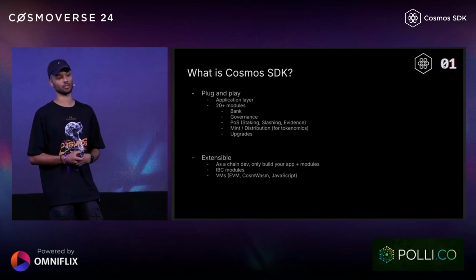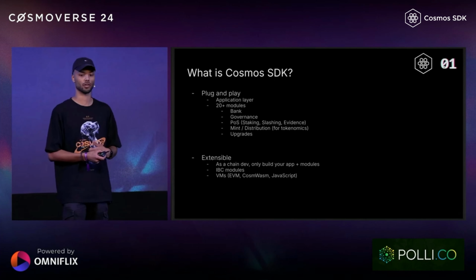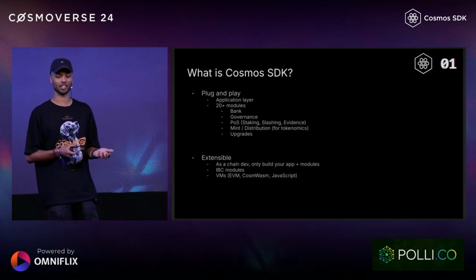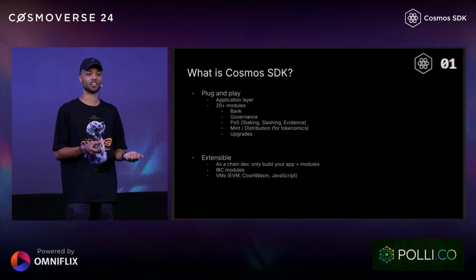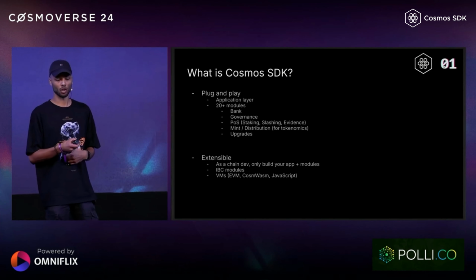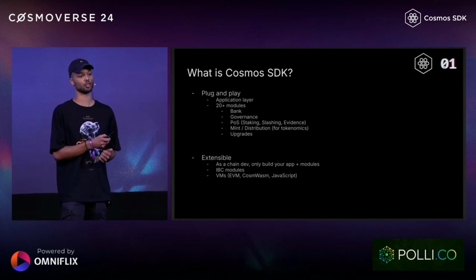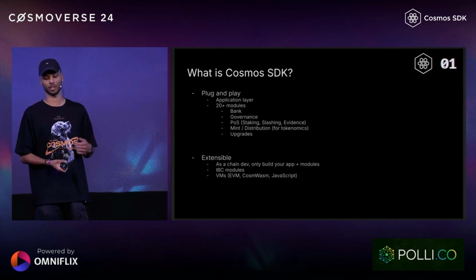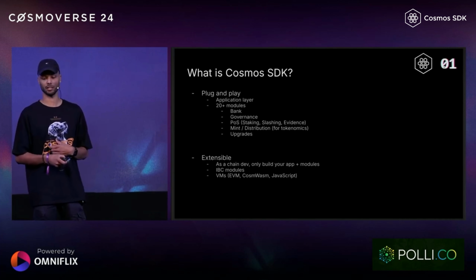There is obviously the bank module to allow you to do bank transfers and send denoms, etc. The governance module that many of you might like or hate, that allows you to have on-chain governance by submitting proposals, or the PoS module, as it's by default a proof-of-stake chain. So we have 3 modules to handle that nicely, which are staking, slashing, and evidence.